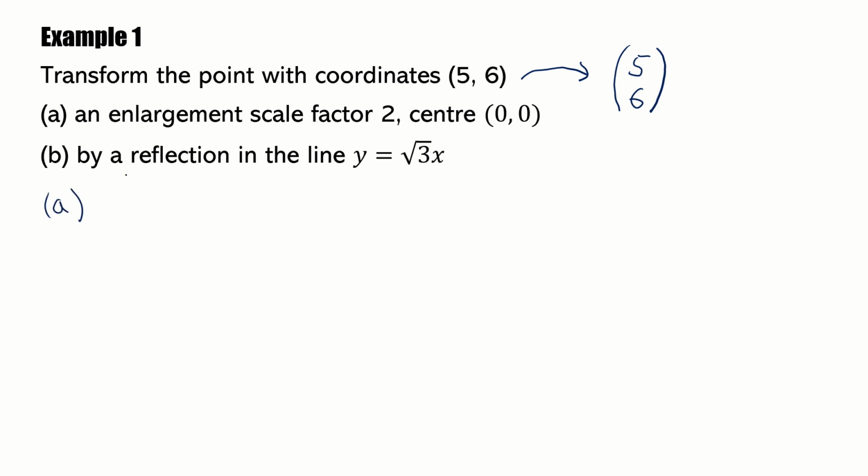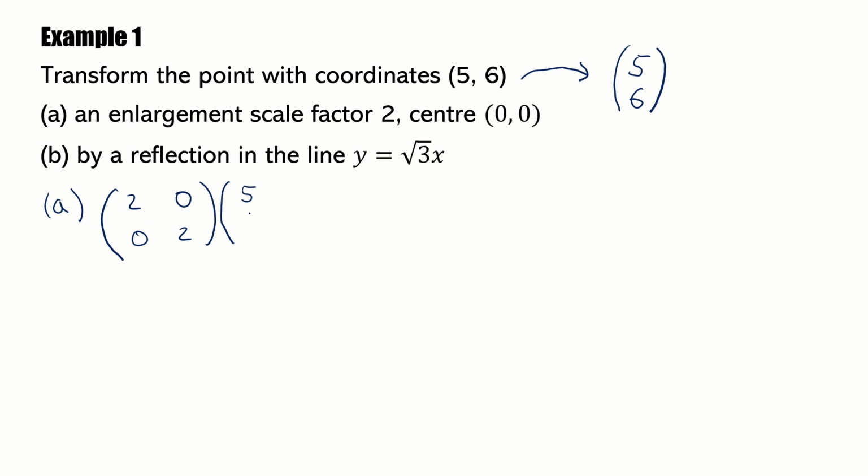Part A, enlargement scale factor 2, center 0, 0. We only deal with enlargements with a center 0, 0 for A level, so therefore that's not going to really affect the question much, but the scale factor will, because it means it's basically going to be an identity matrix with the 1s being replaced with 2s and the 0s in their normal place.